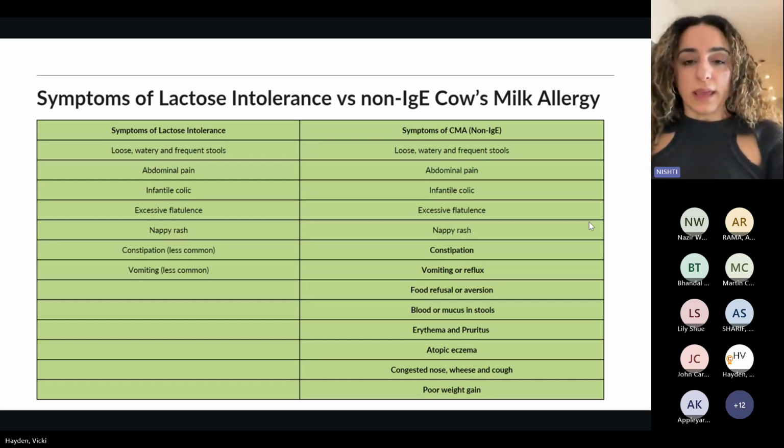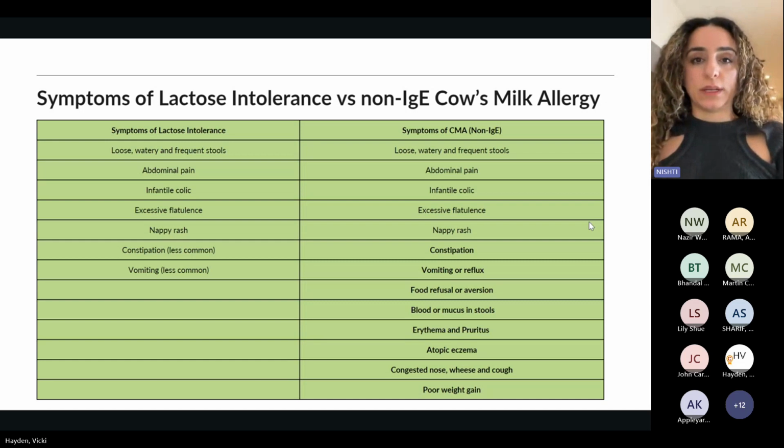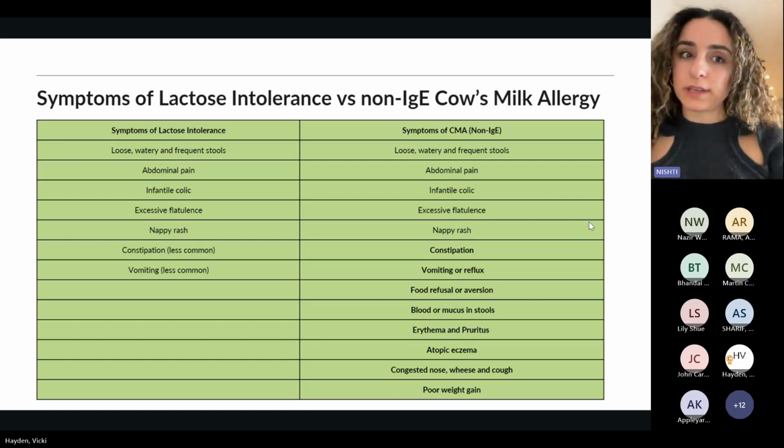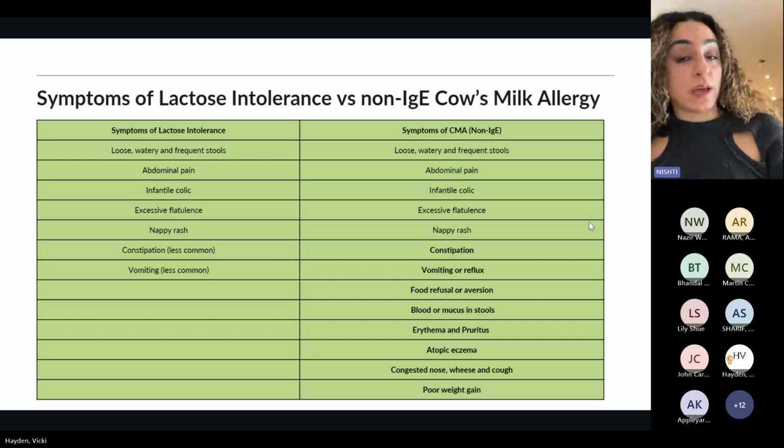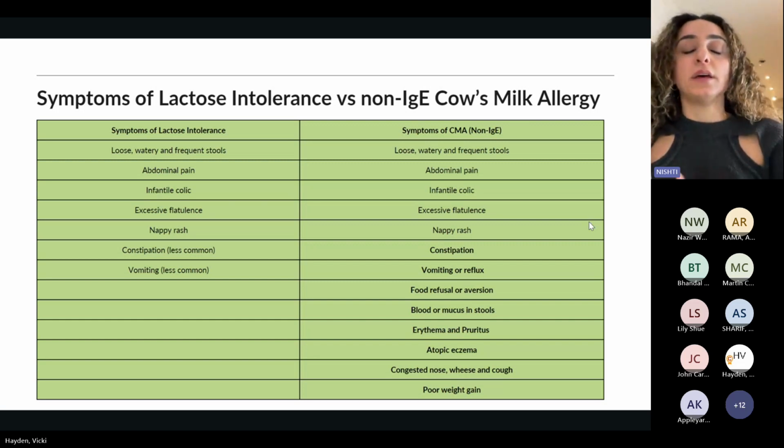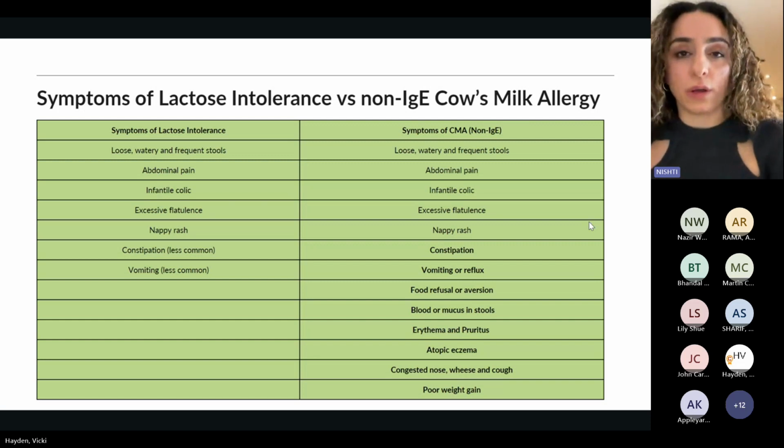So when you have a child with loose stools and abdominal pain and colic, then yes, they could have lactose intolerance, but they could also have cow's milk allergy, particularly if they also have any of the other symptoms that are associated with non-IgE cow's milk allergy. And this is where referring back to the MAP guidelines would be really helpful for you all.